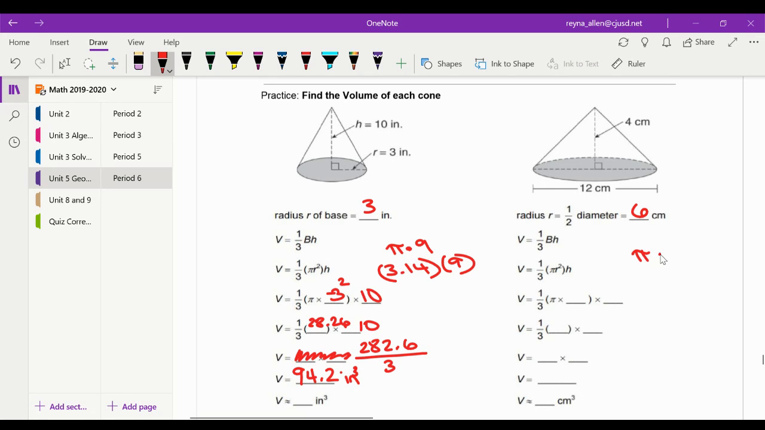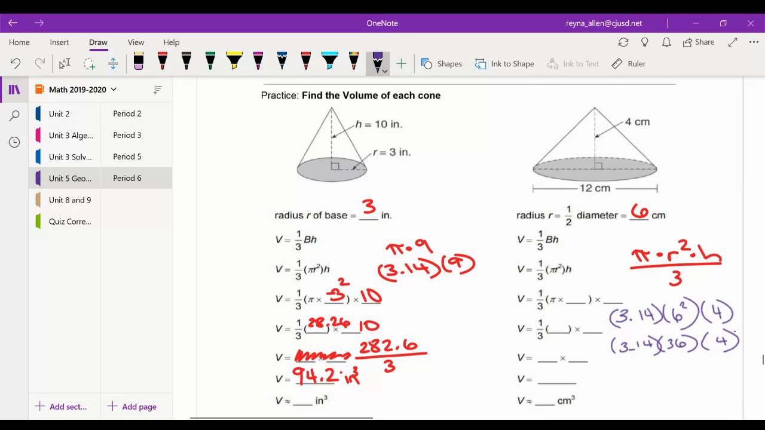So pi times radius squared times height divided by 3. Pi, we know, is 3.14. And then my radius here is 6, so we're going to do 6 squared. And then what are we going to use for our height? Good, 4. What is 6 times 6? Good, 36.